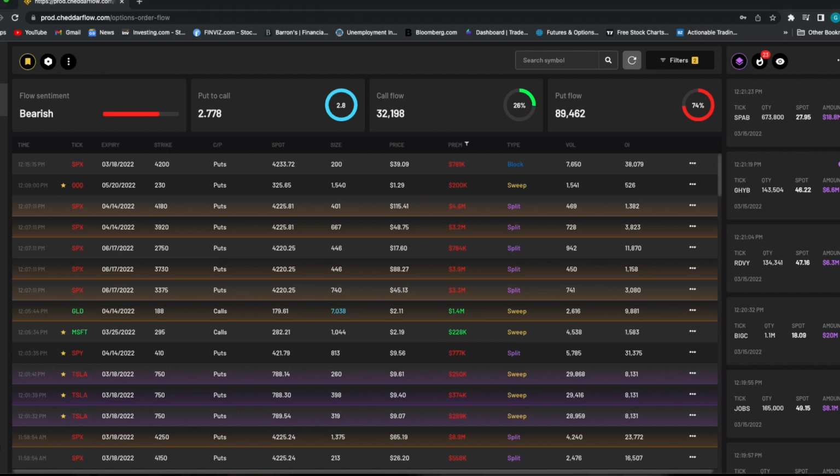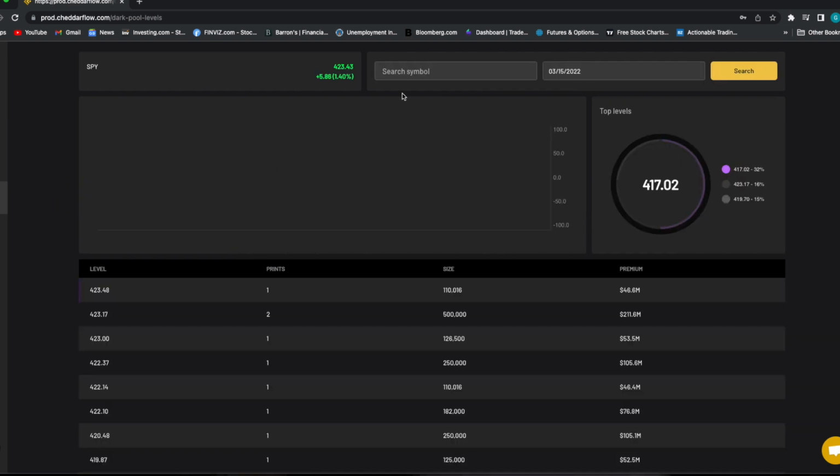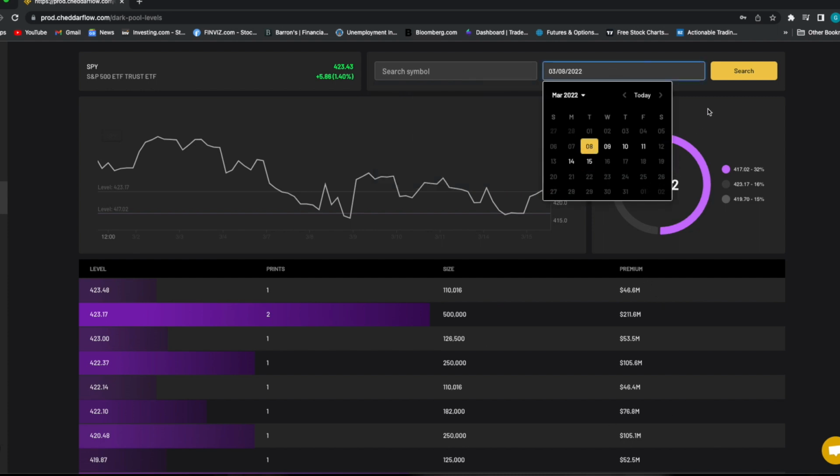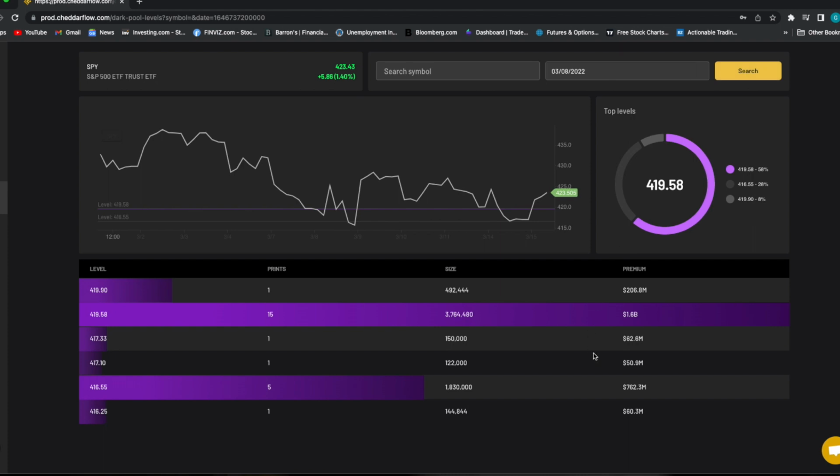And the other great feature that they have is dark pool levels, and you can search up some individual symbols, like for example S&P 500. There's big sizes here that were hit. So if we look at the 8th, right, SPY had a 1.6 billion order at 419. This is really huge right here, and this could be an indication of buyers coming in. There were 15 prints that were hit, so the dark pool levels really help as well.